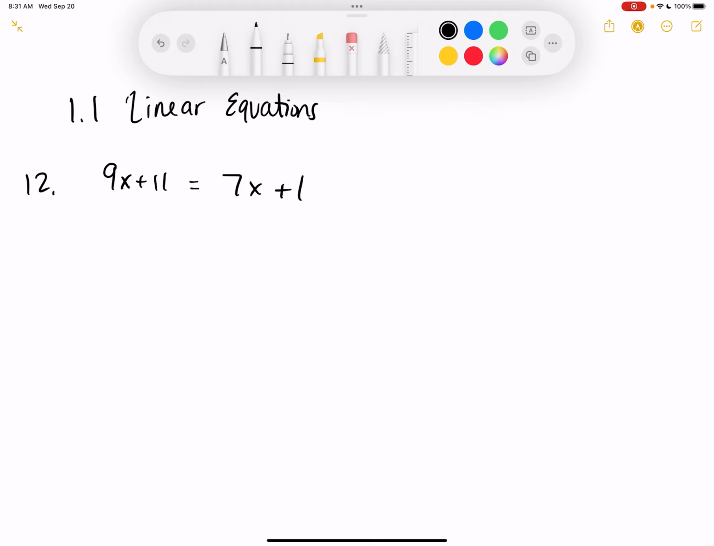Move over 7x and then move over a line. Yep. I'm going to subtract 7x, so that's going to give me 2x. Subtract 11 gives me negative 10. And then what? Divide by 2. So x is equal to negative 5. And so since this leads to a single solution, this is conditional.